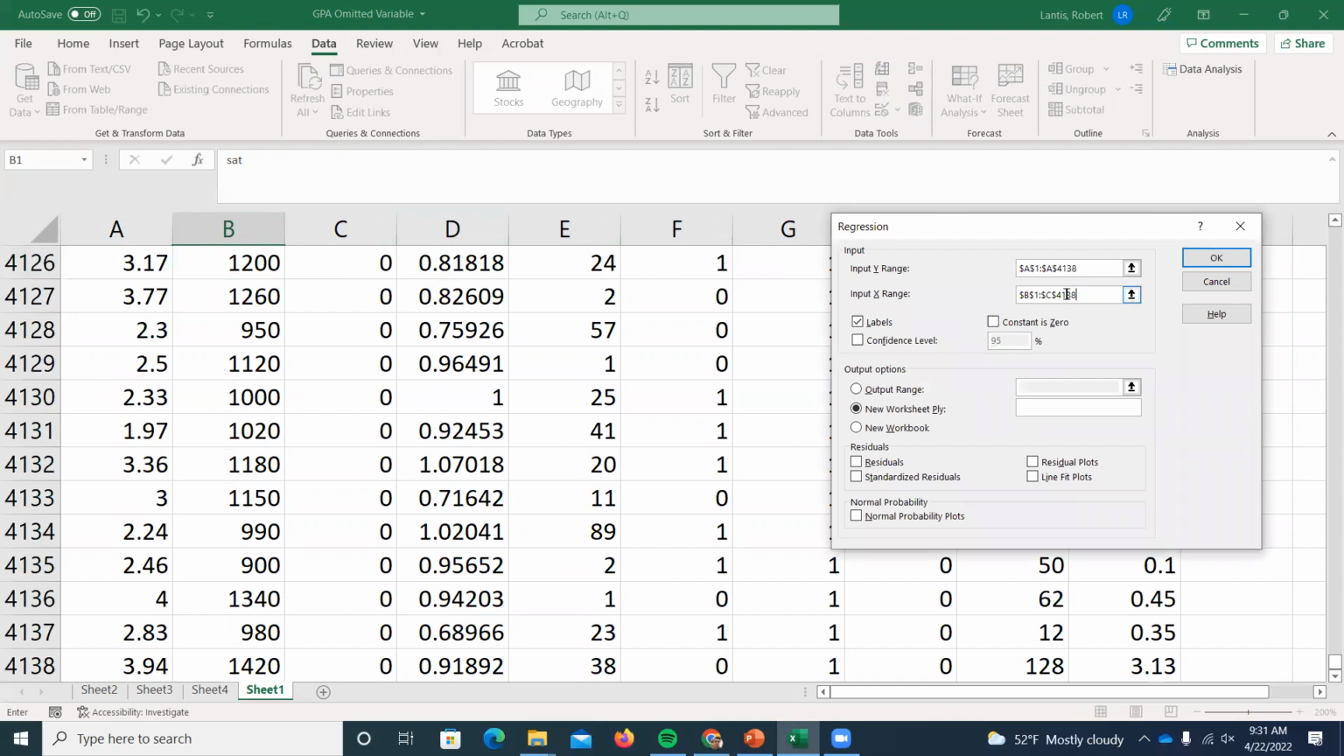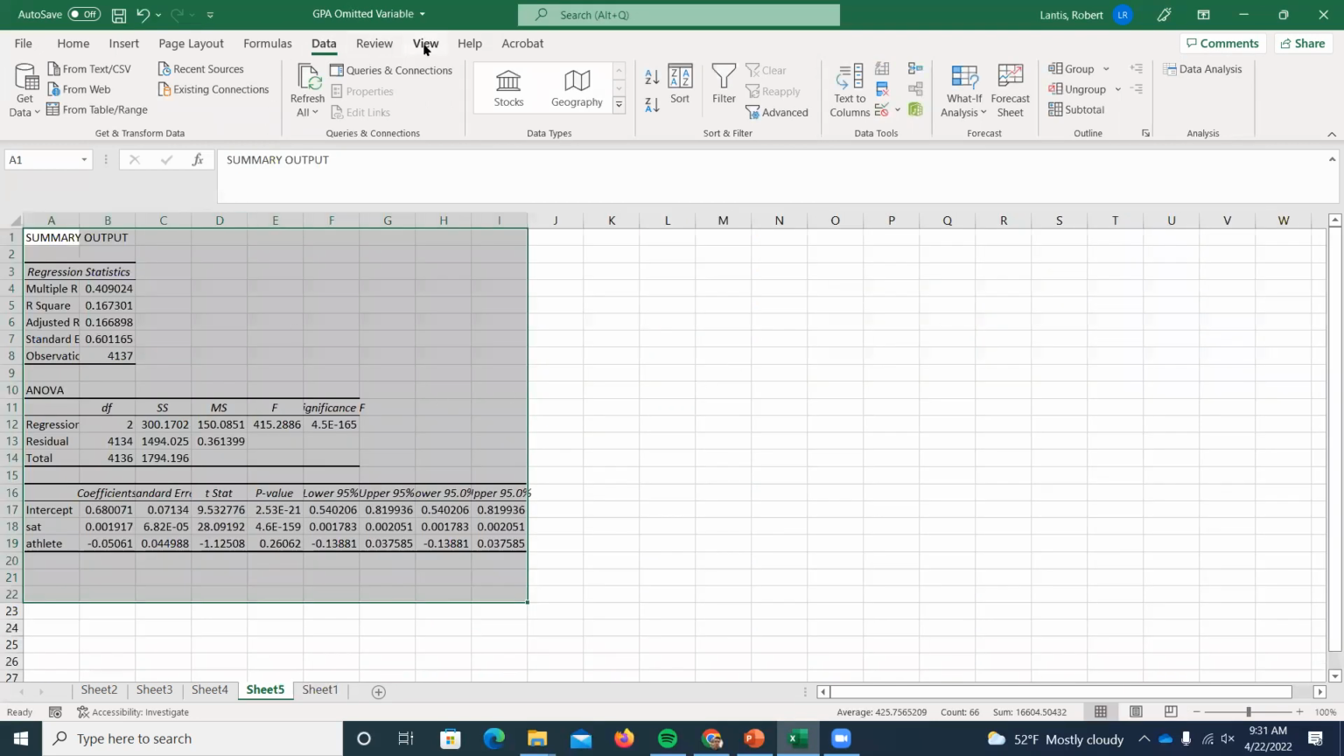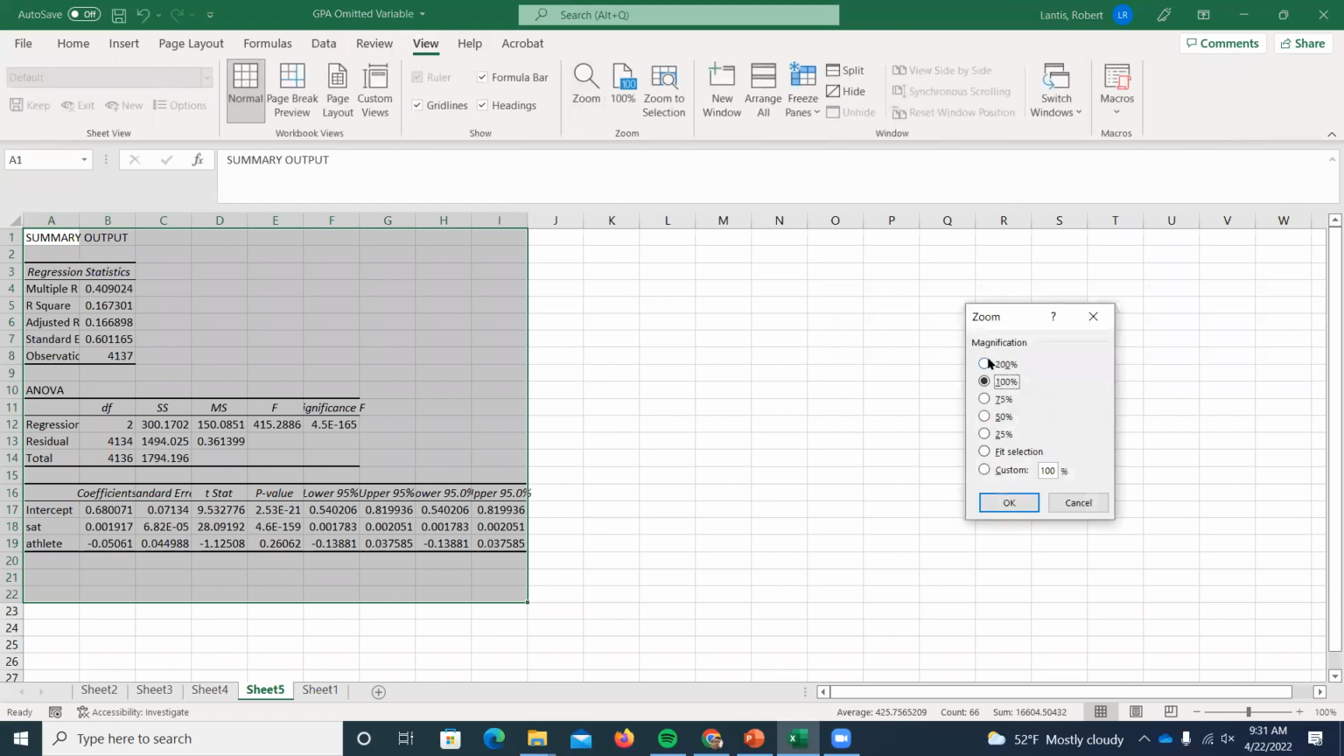So now it's going to run this regression, but it's going to include both student athlete and SAT as independent, right-hand side, or X variables, right? So I'm now able to control for the SAT score of these students. I've got my labels selected, I hit OK. I get the regression output from Excel.